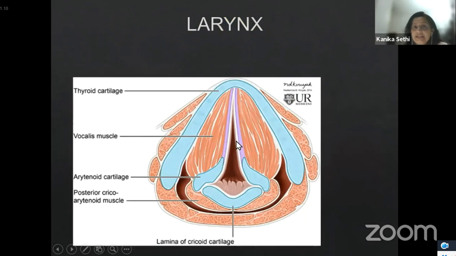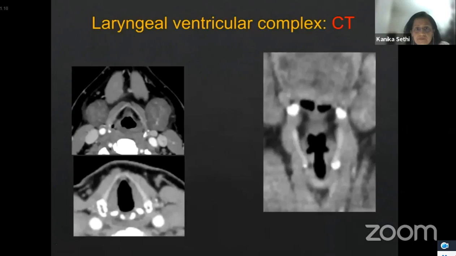So let's look at the anatomy of larynx. This diagram shows the thyroid cartilage, the true vocal cords, the arytenoid cartilage behind, and this is the cricoid. This is a coronal section of the larynx. What you see on the top first is the paralaryngeal fat, and the medial part is the false vocal cord. That's how you see it on the coronal section.